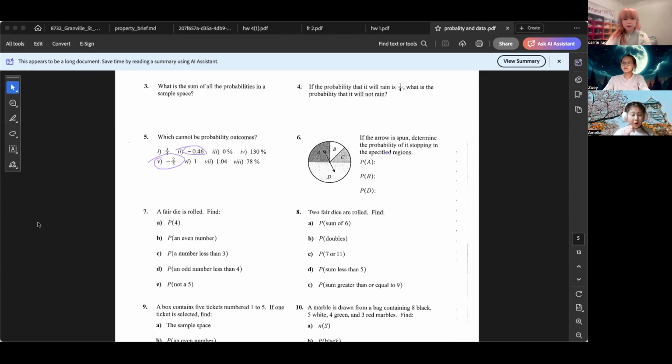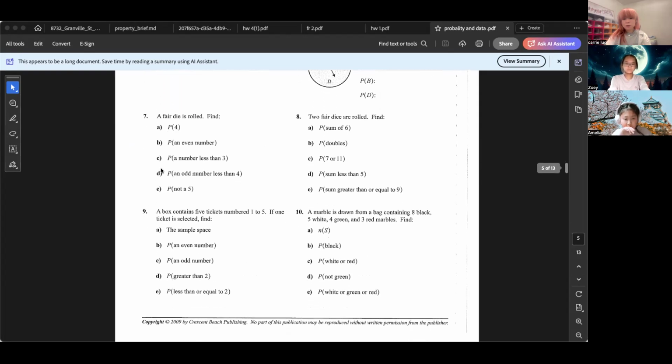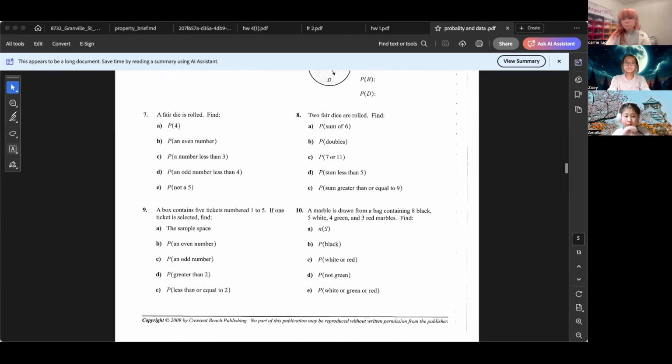A fair die is rolled. When we see a fair die is rolled, that means all outcomes are equal, right? So the probability of getting 1 is 1 over 6, 2 is 1 over 6, 3 is still 1 over 6. I want you to tell me the probability of rolling a 4, an even number, a number less than 3, an odd number less than 4, and not 5. Can we put it in fractions? Yes.